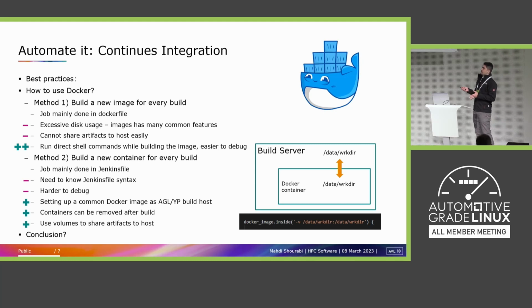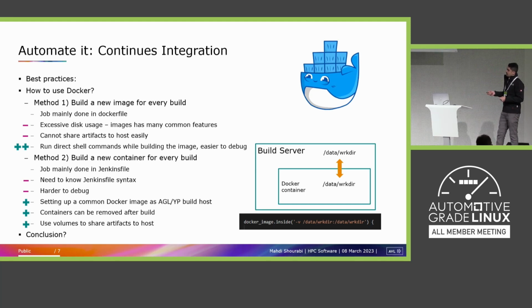The other method is building a new container for every build. This means that we have a general Docker image that suits building every Yocto-based BSP. In this way, we need to do the job mainly in our Jenkins file, which means that inside your Jenkins file, you need to go inside the Docker image and share your files from host to the container. So yeah, it needs knowing some Jenkins file syntax, and it is a bit harder to debug because you need to do everything in Jenkins.